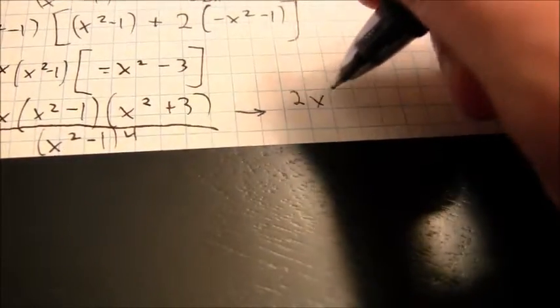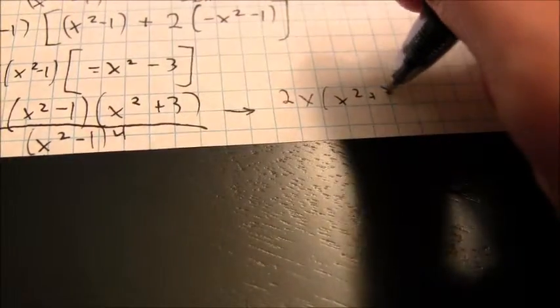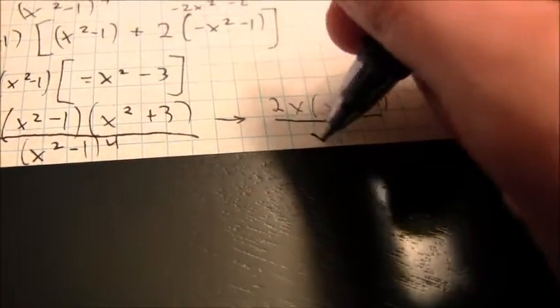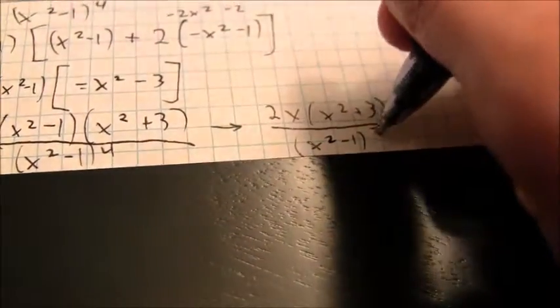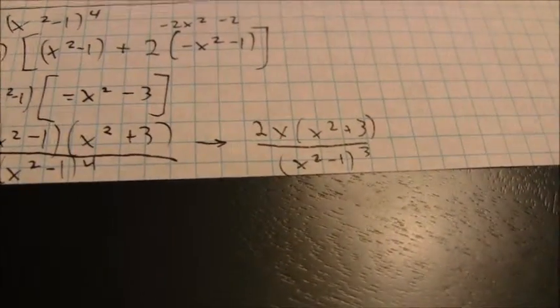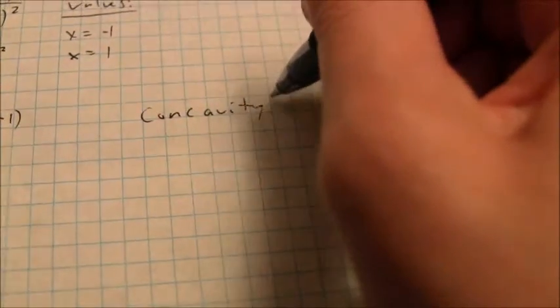Actually, I do want to stop here, though, and take a look at a few things. First of all, now I'll go ahead and simplify that down. That's 2x times x squared plus 3 over x squared minus 1 to the 3rd power. Okay? Now, remember this is the second derivative. The second derivative gives me the concavity. When the second derivative is equal to 0 or undefined, I can use those points to find my concavity.